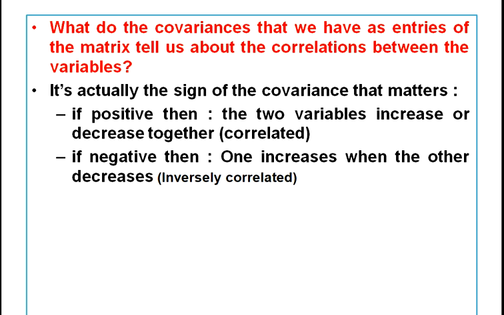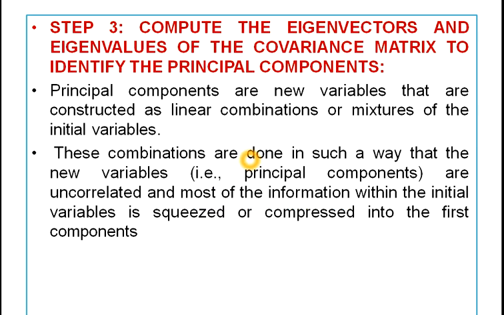So what do the covariances that we have as entries of the matrix tell us about the correlations between the variables? This question obviously comes to our mind. The answer is that it's actually the sign of the covariances that matters. If positive, the two variables increase or decrease together, meaning they are correlated. And if it is negative, one increases while the other decreases, and that is known as inversely correlated. Clear?